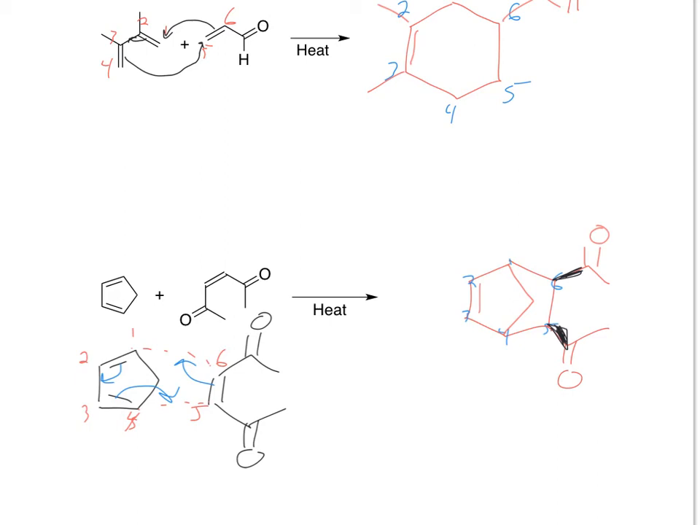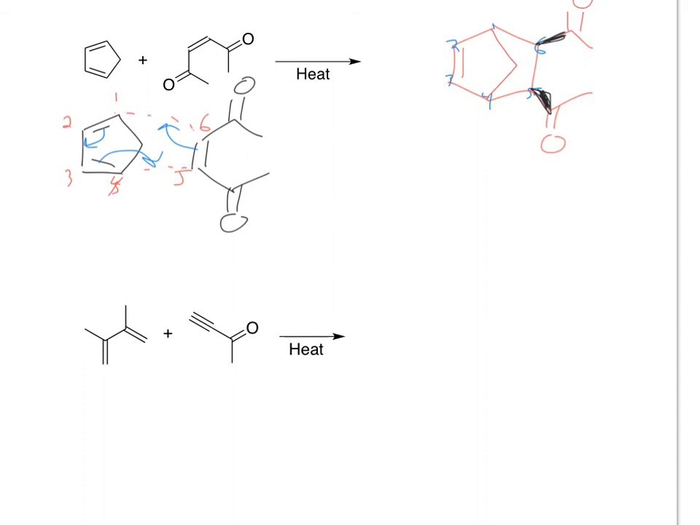Let's try one more. So now on this one, the same, I've redrawn it, just so it'll be easier to see where we're going to make the bonds between. Alright, so we're going to make this new bond and this new bond here. And the way it's going to work is we're going to push these electrons over, push these down, and push these over. Alright, and what that gives us is a 6-membered ring.